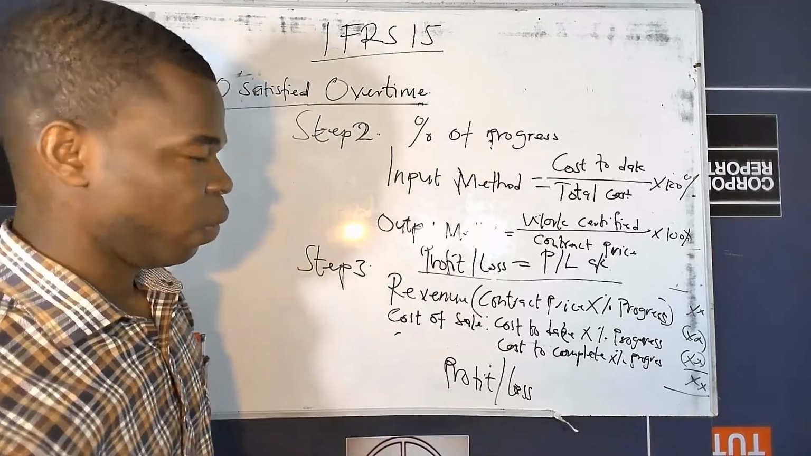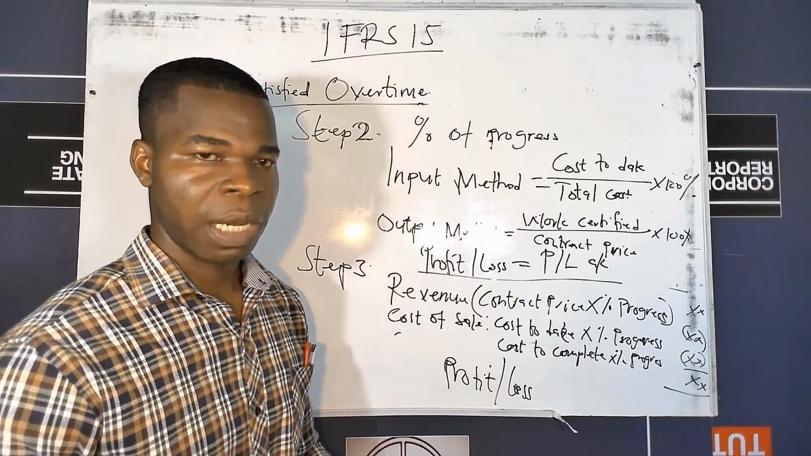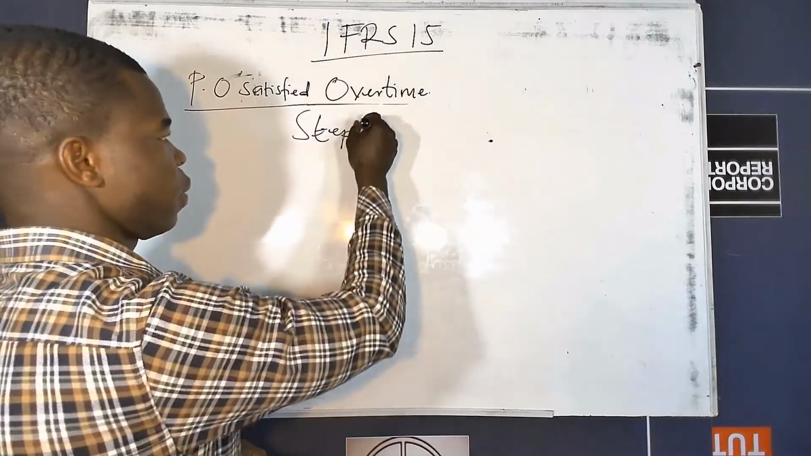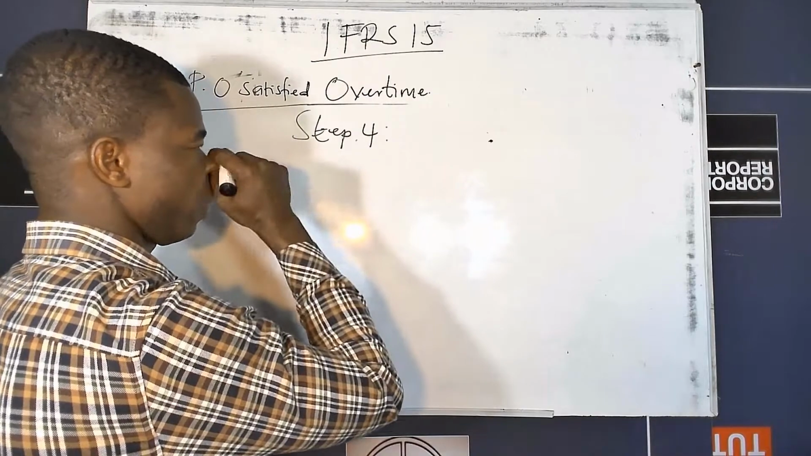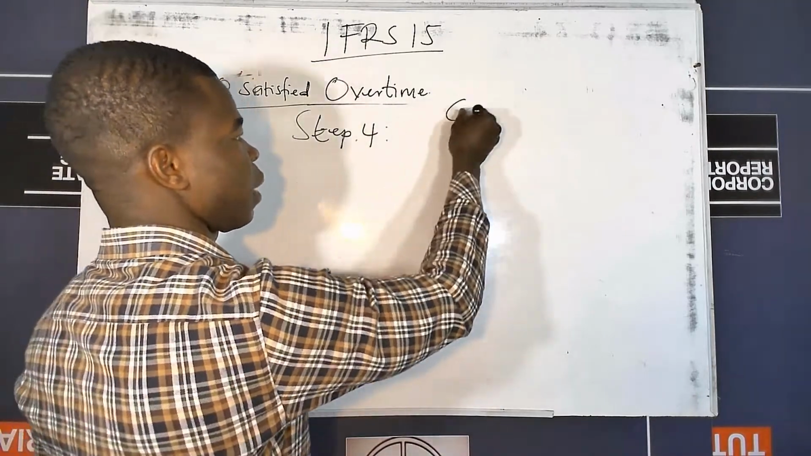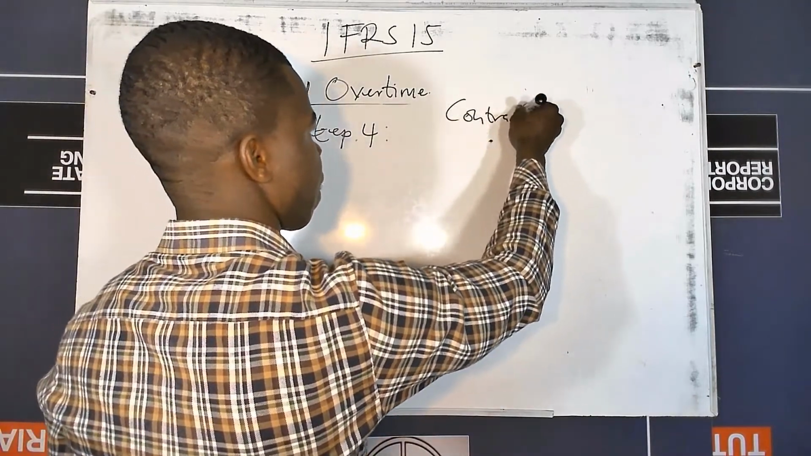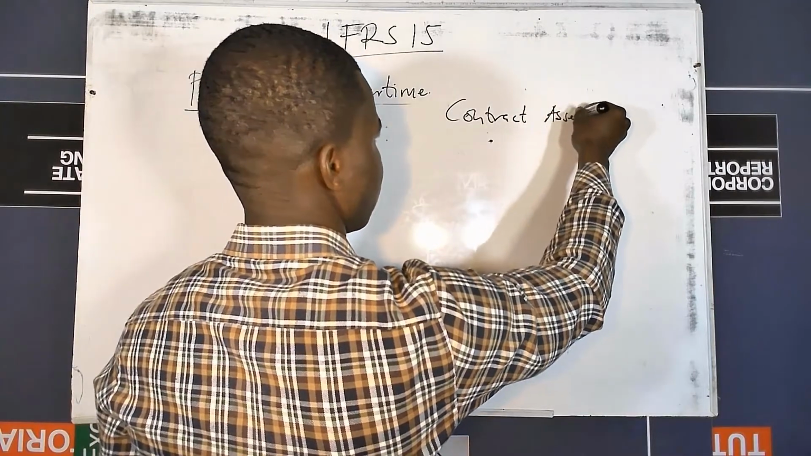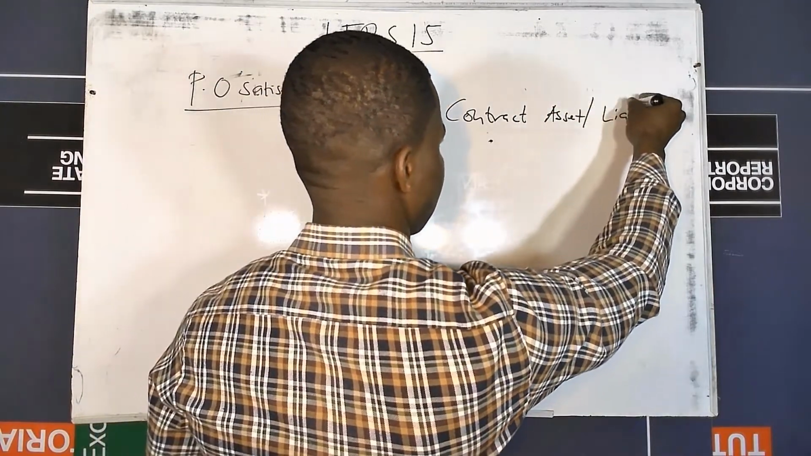Now the next step will probably be step 4, and that will be the last one for that matter. Alright, so step 4 is basically to determine your contract assets or your contract liability.